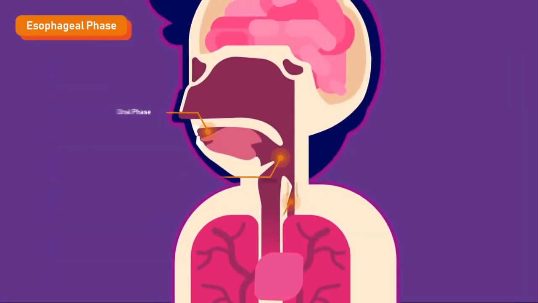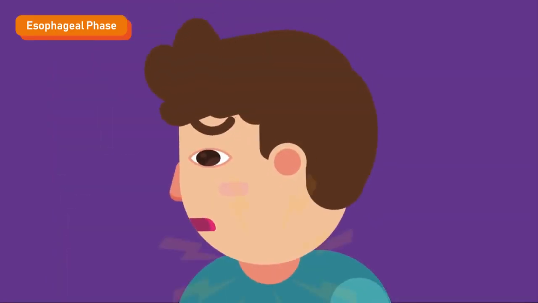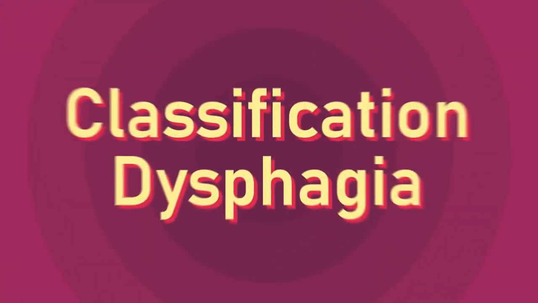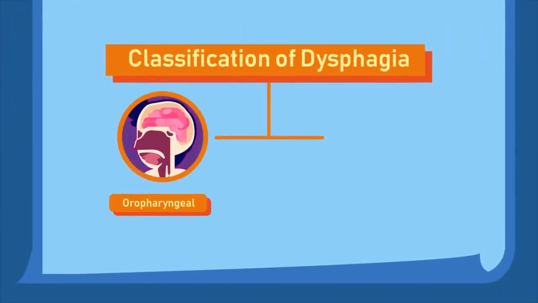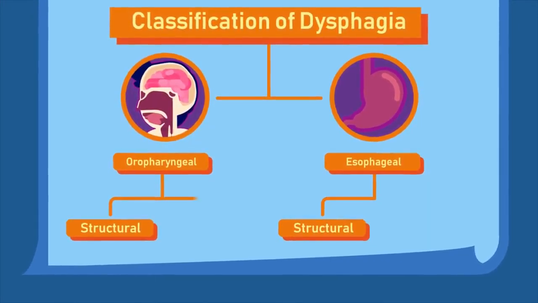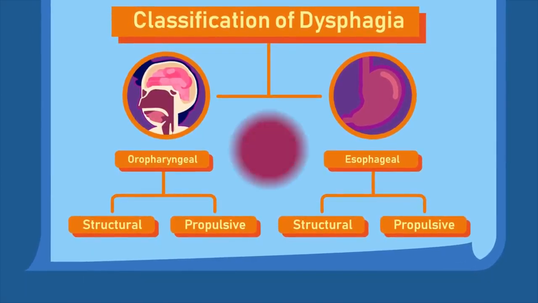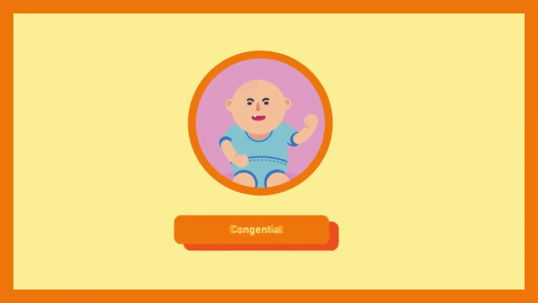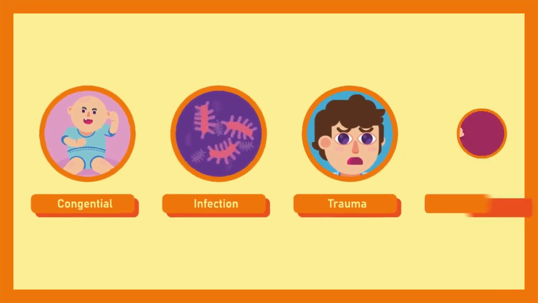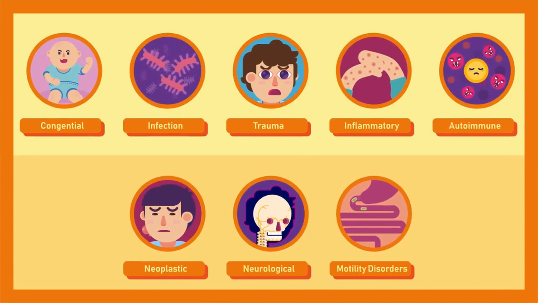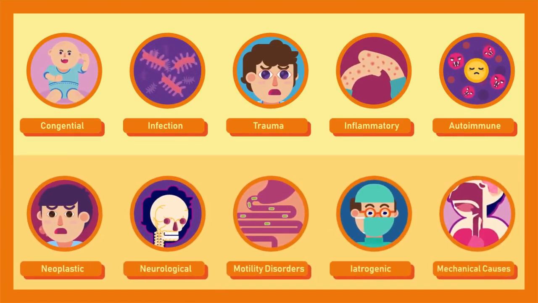A disruption in any one of these phases could result in dysphagia, and difficulty in the pharyngeal phase especially could lead to aspiration. Classification of dysphagia. Dysphagia is classified according to site, whether it is oropharyngeal or esophageal, and the type of disorder, whether it is a structural disorder or a motility or propulsive disorder. The differential diagnosis for dysphagia could also be divided according to the cause: congenital, infections, trauma, inflammatory, autoimmune, neoplastic, neurological, motility disorders, iatrogenic, and mechanical causes.